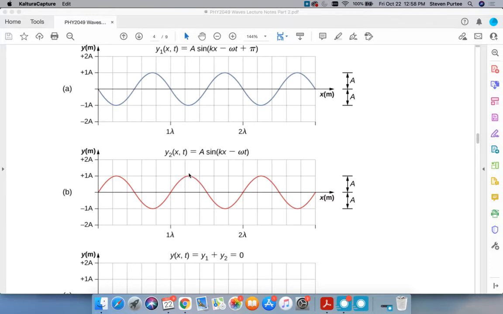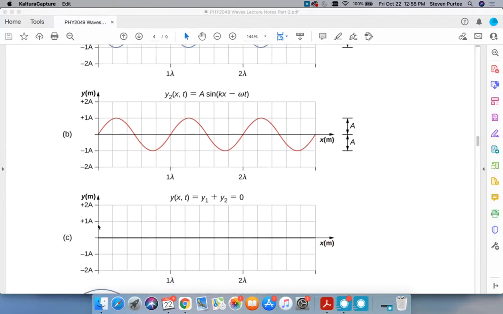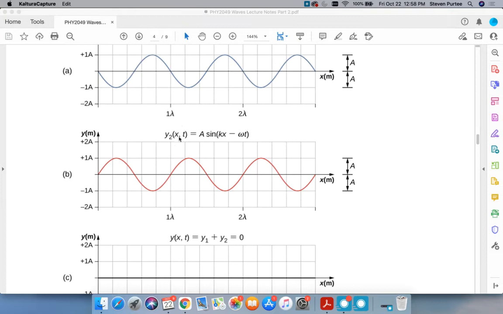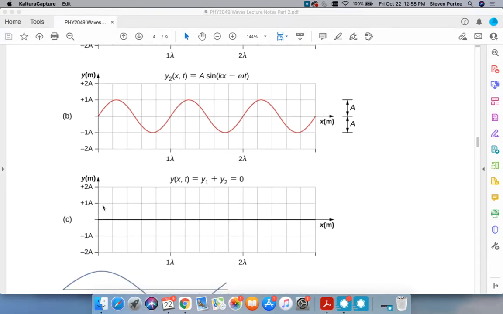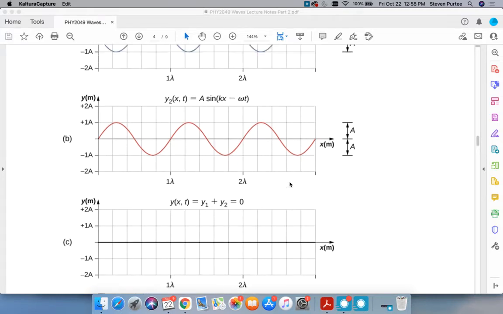Same with that spot there, 1 and -1, 0. That spot right there, a half and -1/2, 0. These two waves would completely cancel out. So if these were sound waves, this is what you would hear: nothing. This is how noise-canceling headphones work.